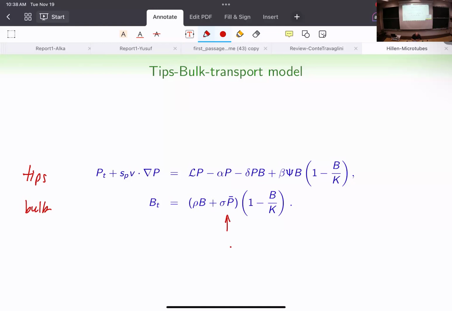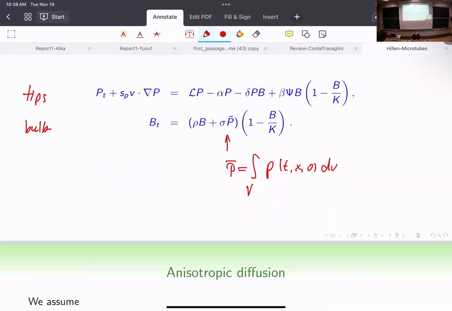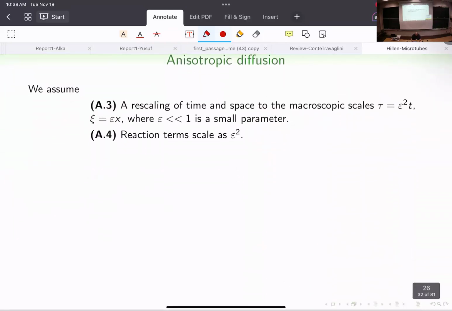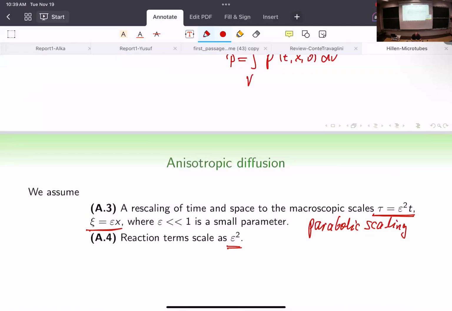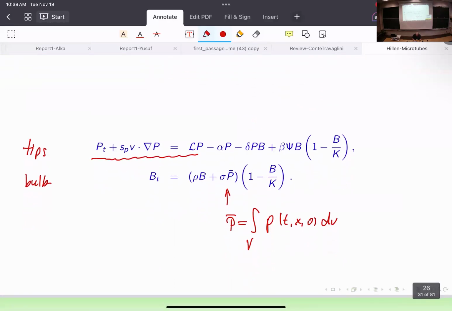The p bar here is the integrated version because it depends on velocity, p(t,x,v) dv. And if you integrate over all velocity, then I call this p bar, because the bulk equation does not depend on velocity. Okay, so this equation is still too complicated. We are not happy. We want to rescale it using the parabolic scaling. Parabolic scaling, you assume you have a fast time, tau is epsilon squared t, and space, a macroscopic space, xi is epsilon x, where epsilon is a small parameter. And we also assume the reaction terms are low order, so they're of order epsilon squared. And if you do this, then this transport equation term here simplifies.